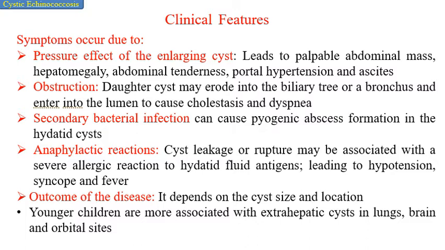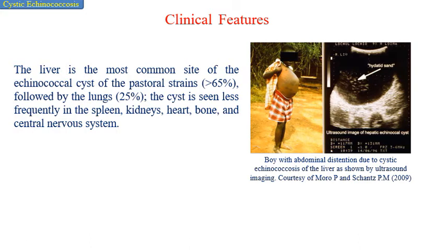Outcome of the disease depends on the size and location. Young children are more associated with extrahepatic cysts in the lung and the brain, and orbital sites. The liver is the most common site of echinococcosis, the pastoral strain, about 60%, followed by the lungs, 25%, and cysts are seen less frequently in the spleen, kidneys, heart, bone, and the central nervous system. The picture shows a boy with abdominal distension due to cystic echinococcosis of the liver, as shown by ultrasound imaging.